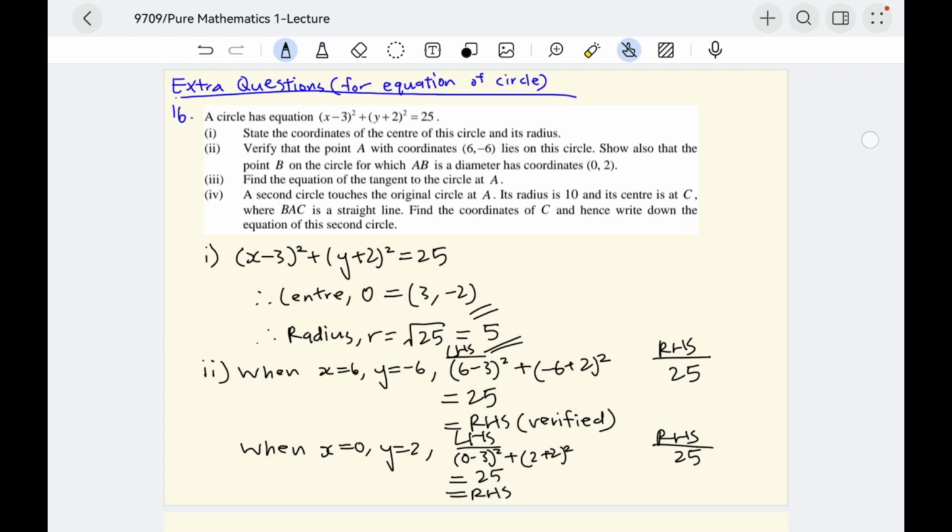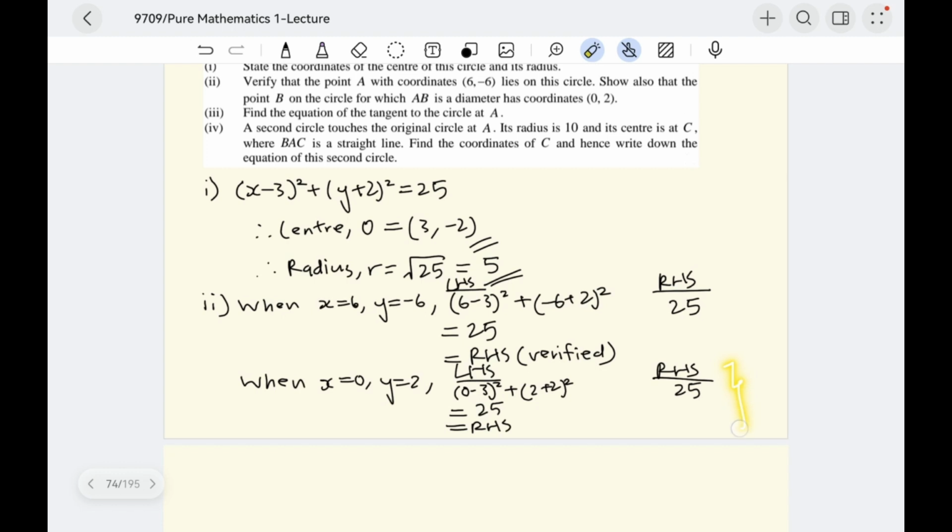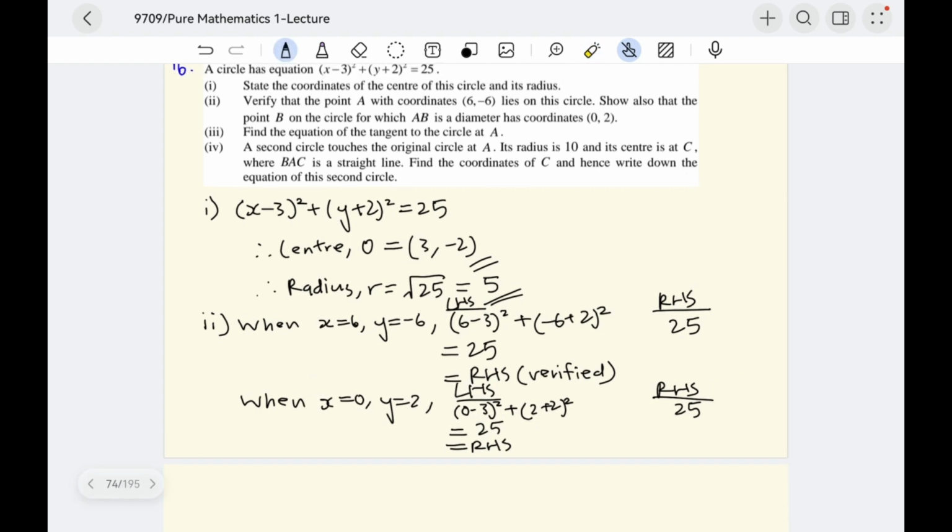So is it the end of this working to show that B lies on the circumference of the circle for which AB is a diameter? Of course, it isn't the end, because this working only clearly evidences that B lies on the circumference. You haven't proved that AB is a diameter. This can only clearly evidence that B lies on the circumference of the circle.